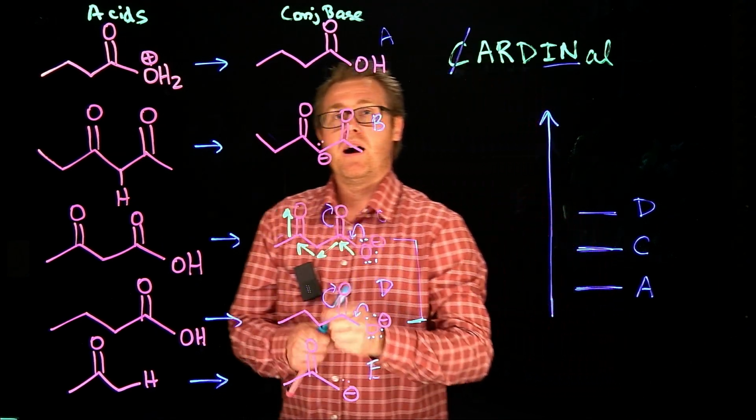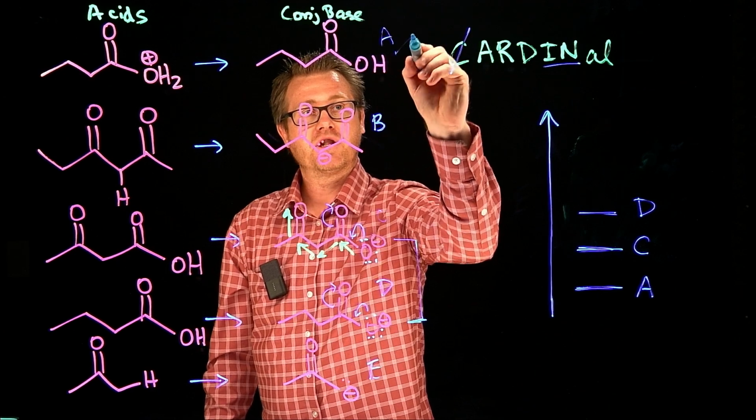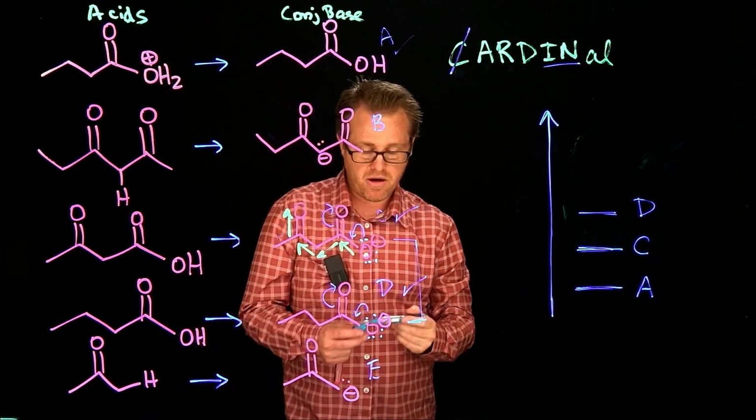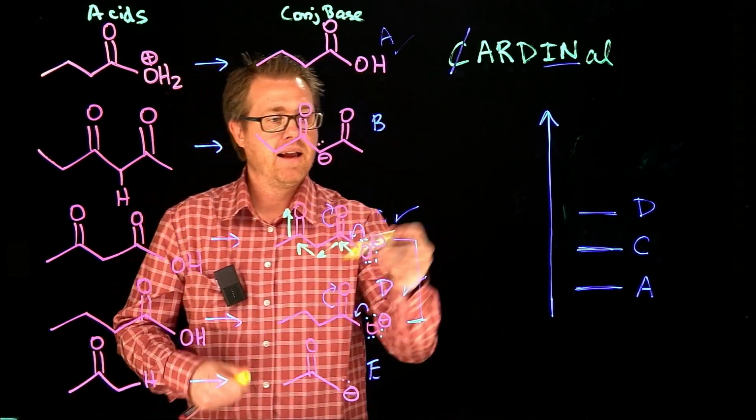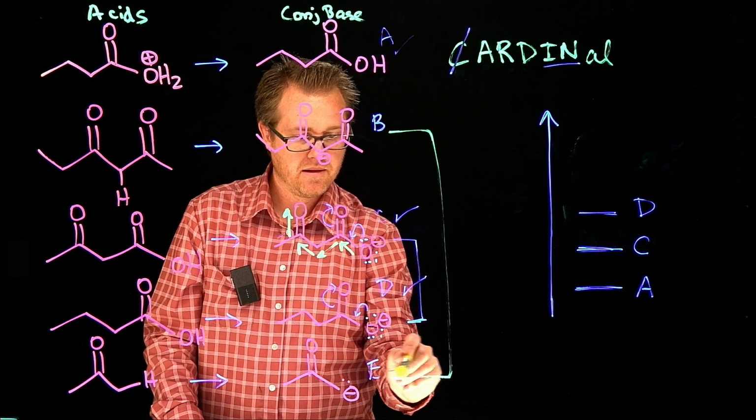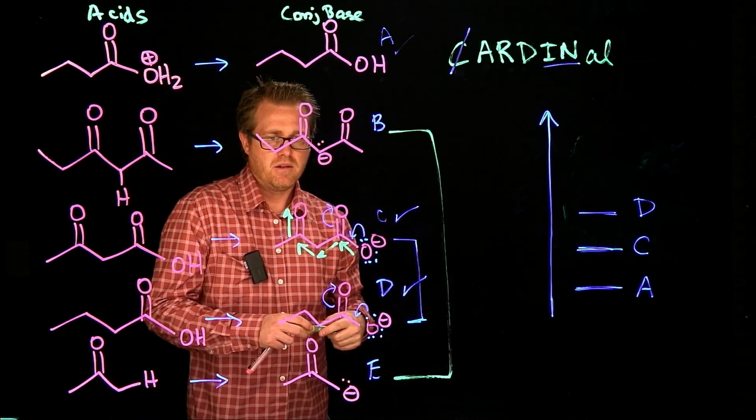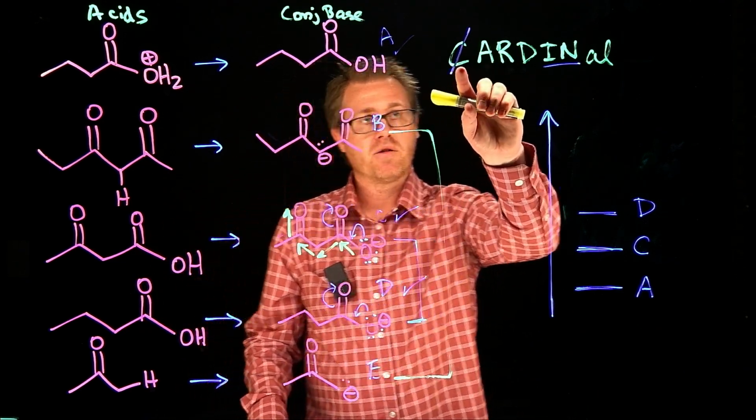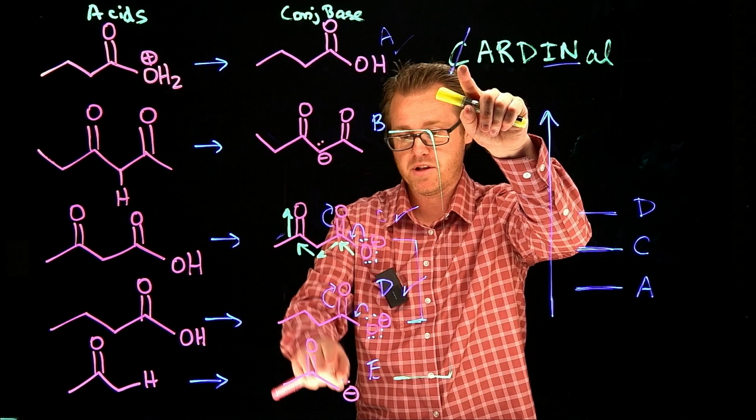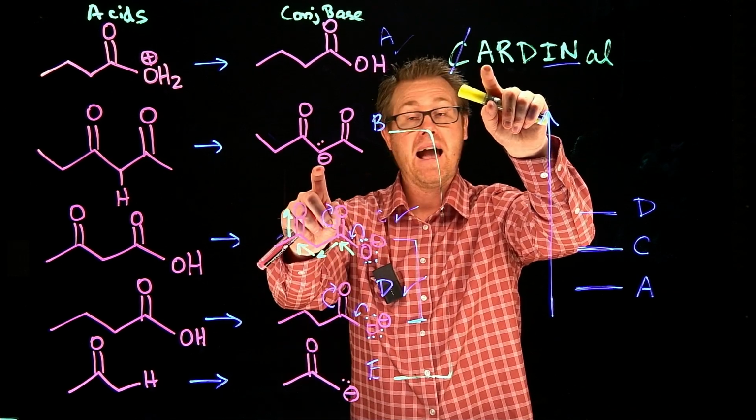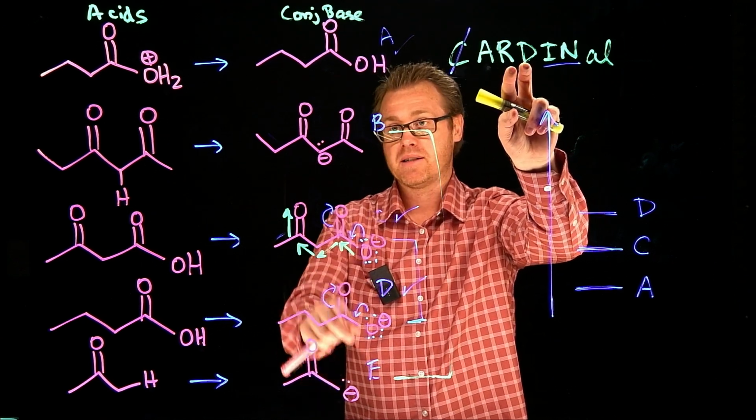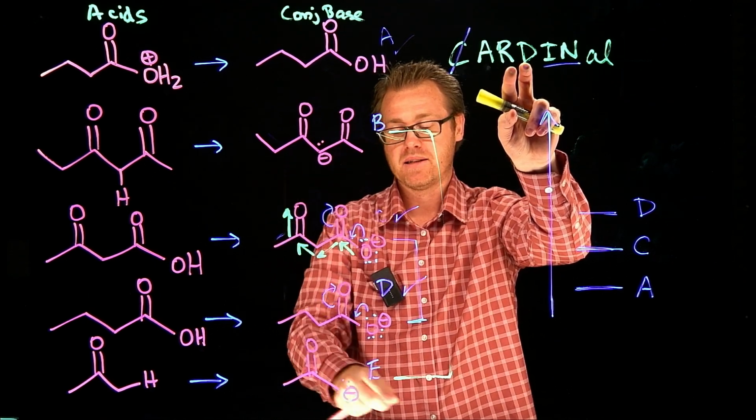Okay, so we've got this one checked, that one checked off, that one checked off. Now it's just between B and E. All right. If we go through the same thing again, the cardinal rule: C for charge, they both have a charge. A for atom, carbon, carbon. R and D for resonance, resonance, resonance.